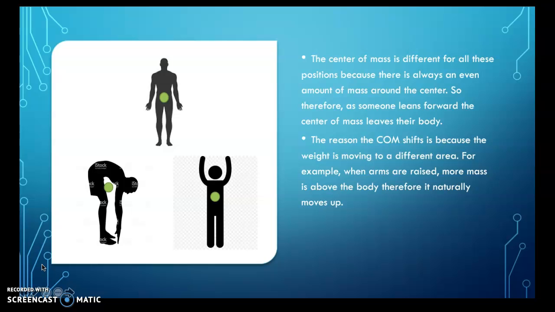After the first phase of the sprint, the athlete will go into more of an upright position, with their centre of mass back to its normal position. This obviously helps them keep their balance and stability.